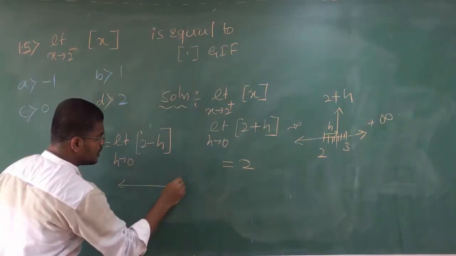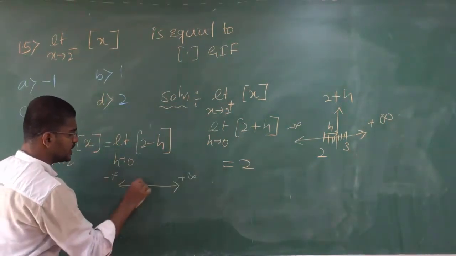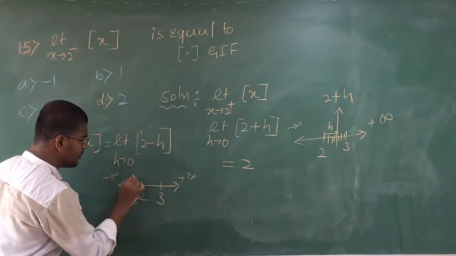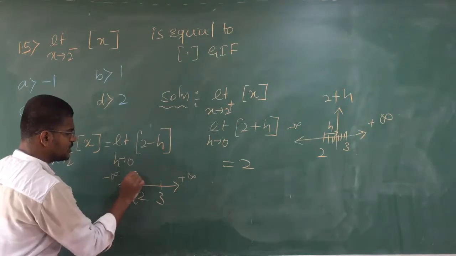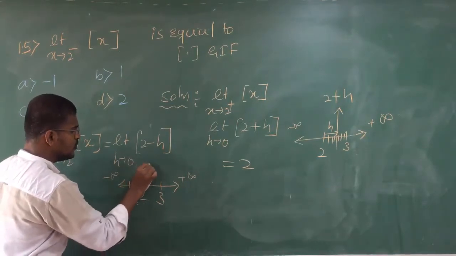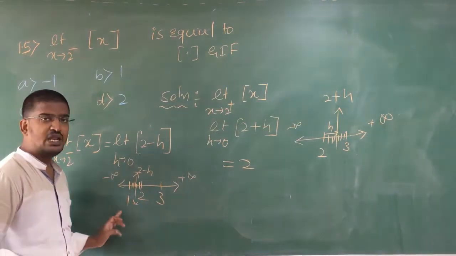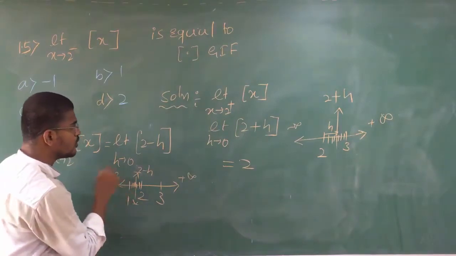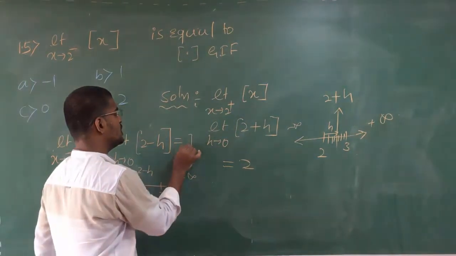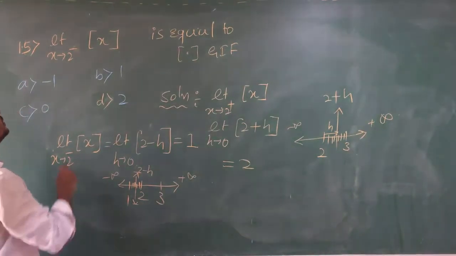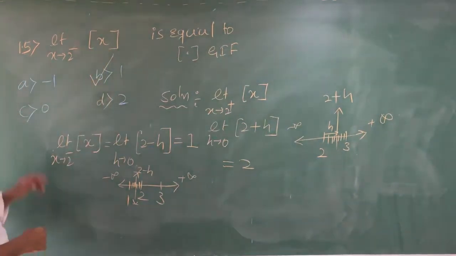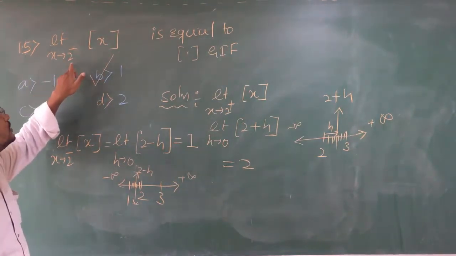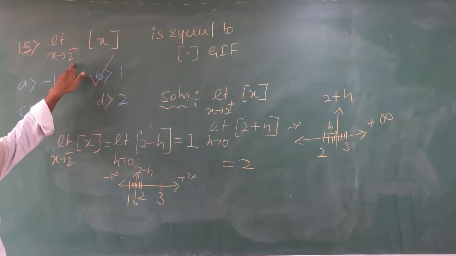So see here, positive infinity, negative infinity, 1, 2, 3. 2 minus h will be in between 1 and 2. From the nature of the greatest integer function, it goes to what? 1. So the answer will be equal to 1. You got my point? So the answer is 1 for your 15th problem, the greatest integer of x as x tends to 2 minus.